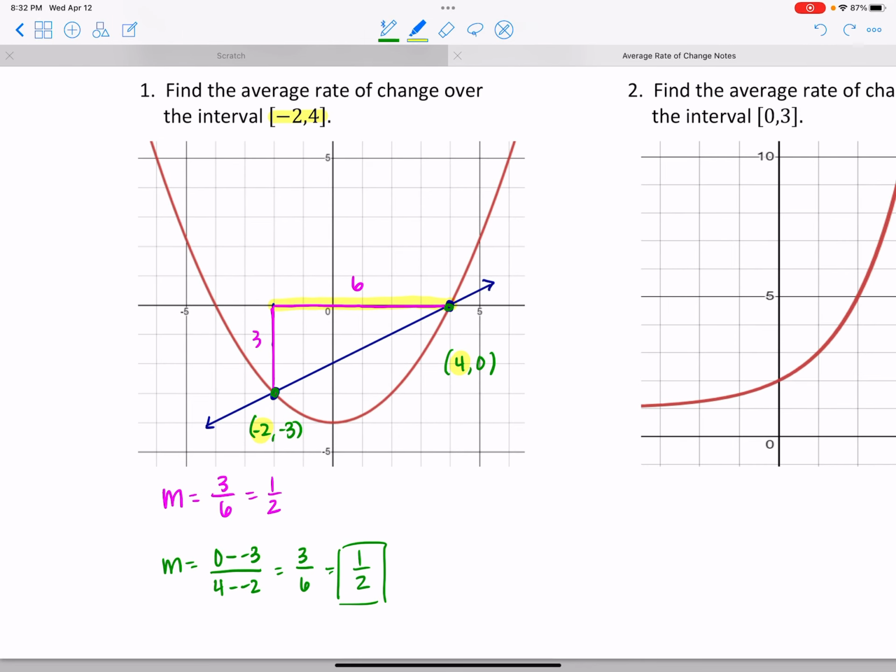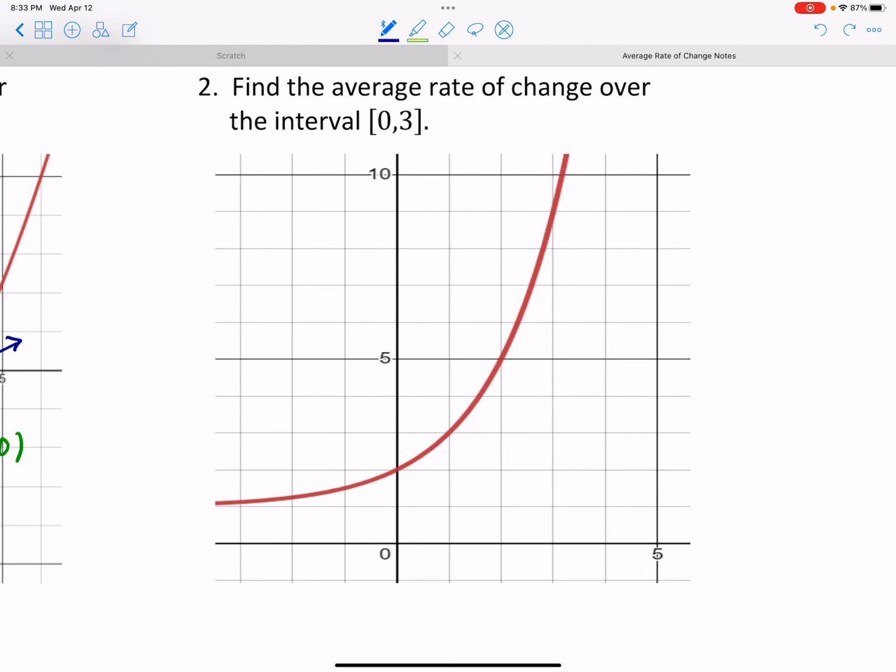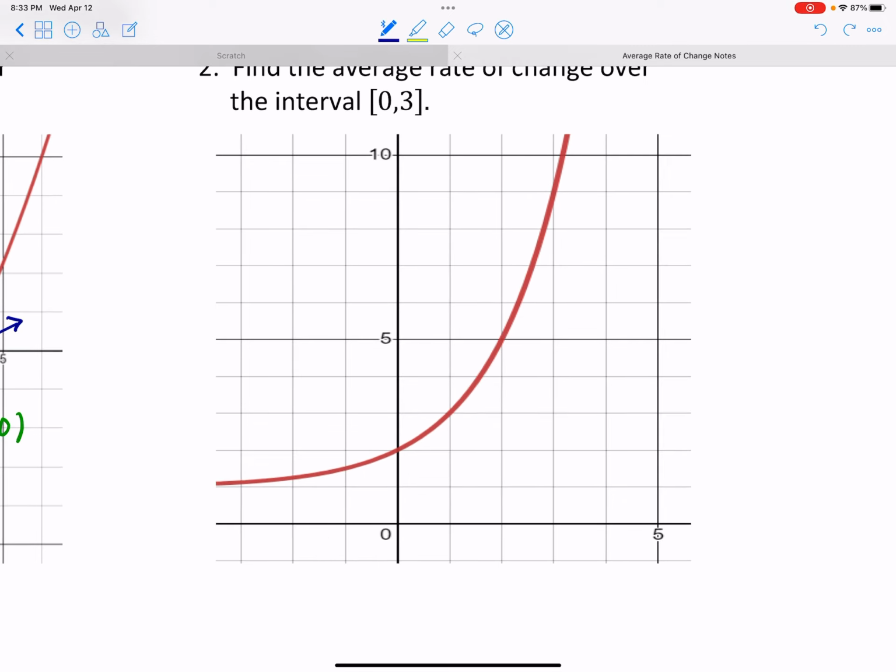So let's try it again, or if you're feeling confident, maybe you want to pause the video and give this a try. On number 2, this looks like an exponential function. We're going to try to find the average rate of change over the interval from 0 to 3. So remember, this is our interval of x's. That's the domain where we're looking. It's our frame of reference.